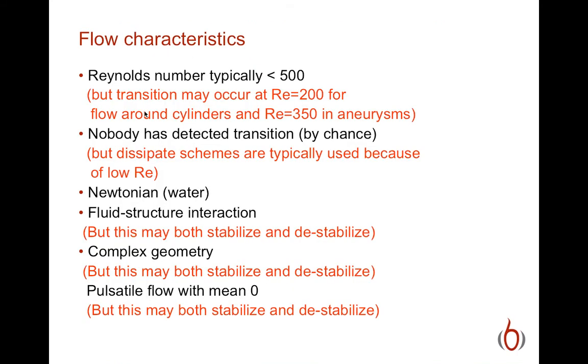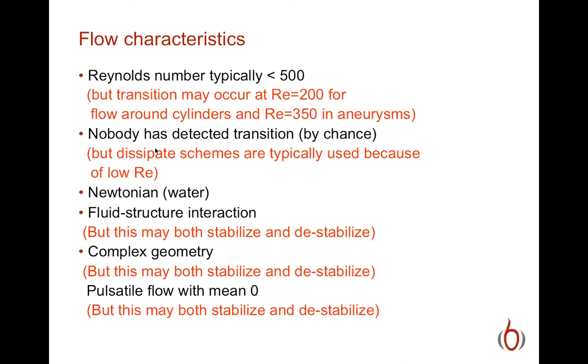So if we go back to our initial characteristics here, the Reynolds number is typically below 500, but actually transition may occur at a Reynolds number of 200 or something like that for applications where you have flow around cylinders. And we have even seen that it occurs at about 350 in aneurysms.